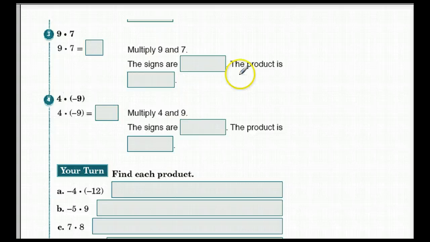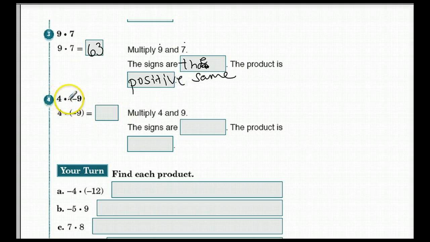Next one, 9 times 7. 9 times 7 we know is 63. We got that by multiplying 9 and 7. The signs are the same. The same. So the product is positive. +4 times a -9. Multiply 4 and 9 to get 36. But since the signs are different, this one's positive, this one's negative, it's going to be a -36. The signs are different. So the product is negative.